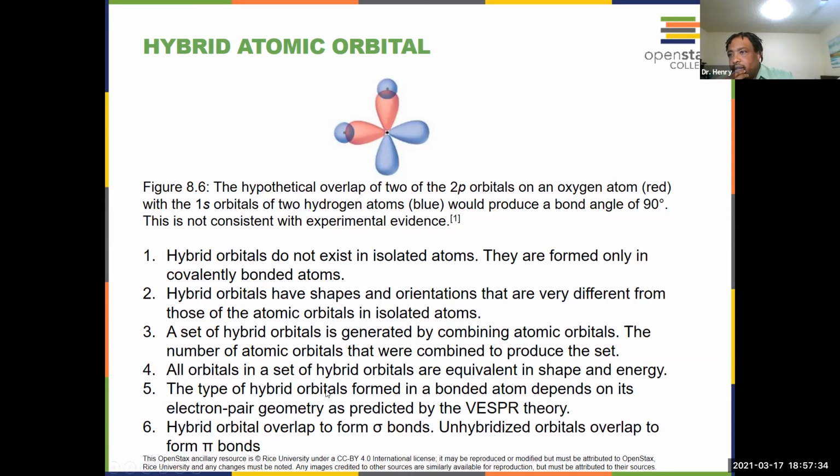And then lastly, all of the orbitals that are made by the hybrids are equivalent to each other. So the hybrids are going to have the same shape as each other. And it's going to be dependent on VSEPR theory. It's going to be dependent on the electron pair geometry. You guys remember electron pair geometry?